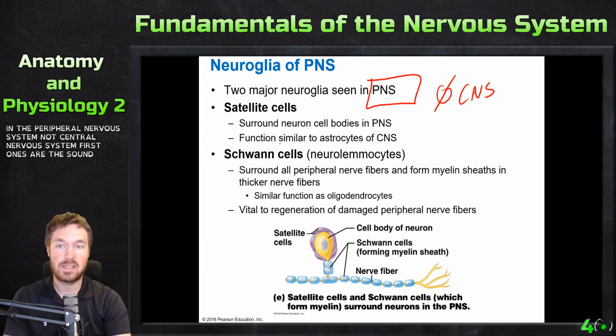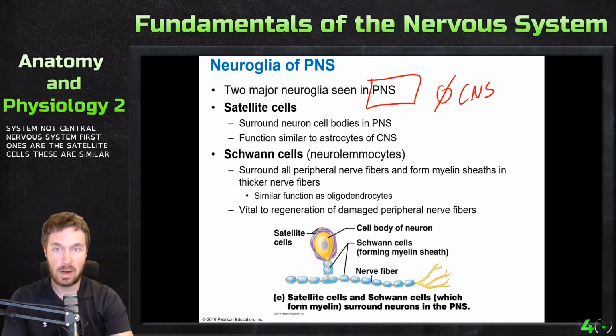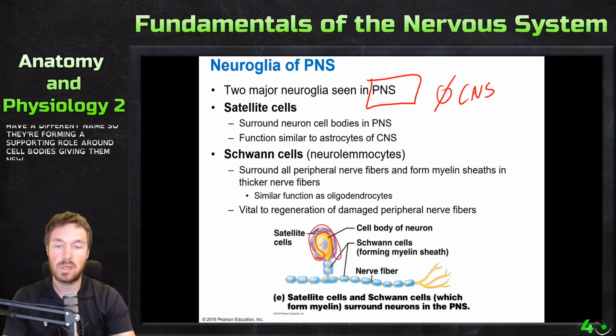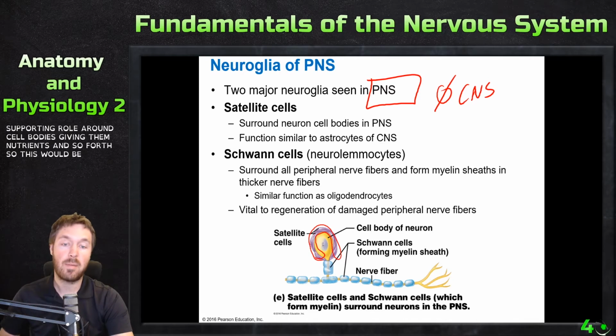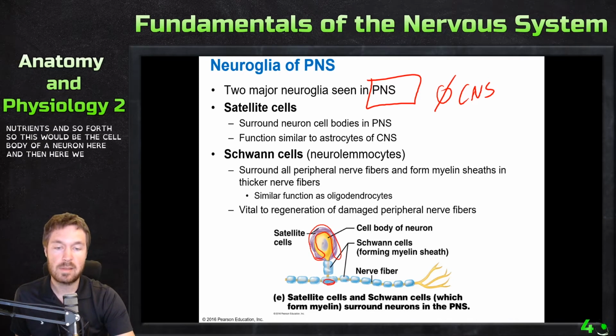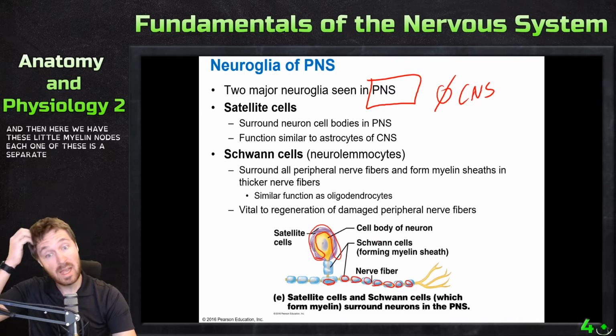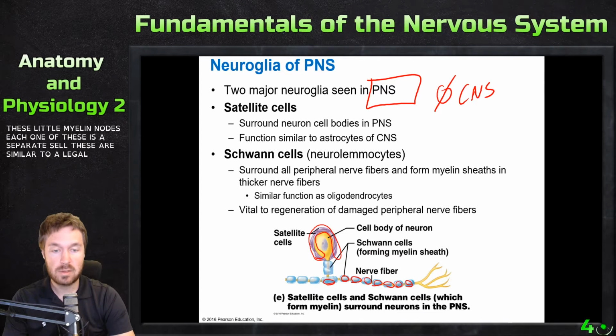First ones are the satellite cells. These are similar to astrocytes, but they have a different name. So they're forming a supporting role around cell bodies, giving them nutrients and so forth. So this would be the cell body of a neuron here. And then here we have these little myelin nodes. Each one of these is a separate cell. These are similar to oligodendrocytes. However, each one is a cell. And they're called Schwann cells.